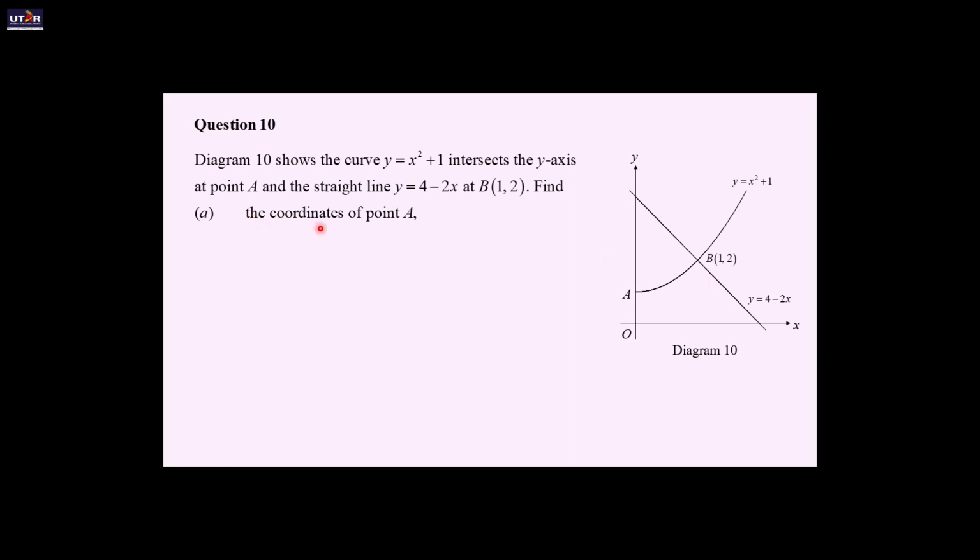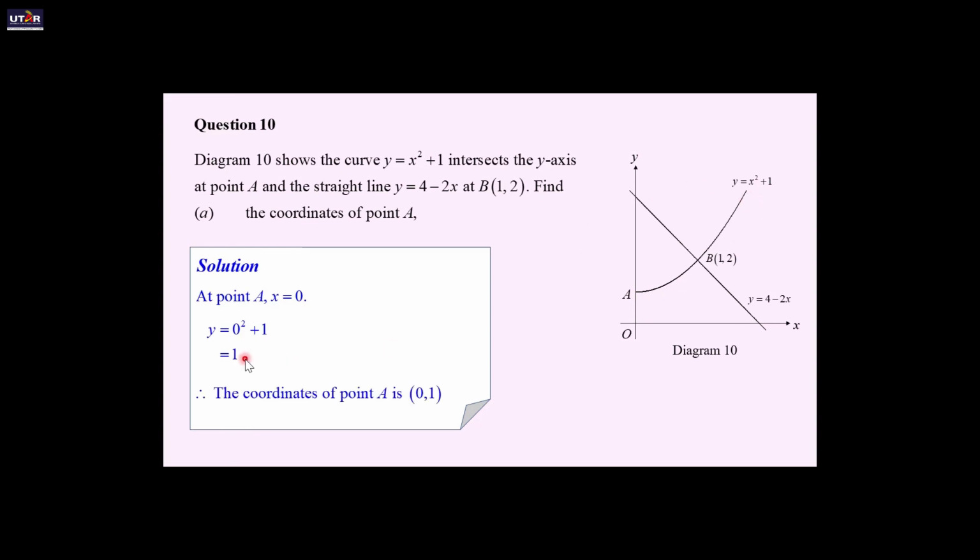Find the coordinate of point A. To find the coordinate of point A, at point A, it is on the y-axis, so x is equal to 0. So we substitute x is equal to 0 into the equation of the curve. We obtain y is equal to 1. So the coordinate of point A is (0, 1).